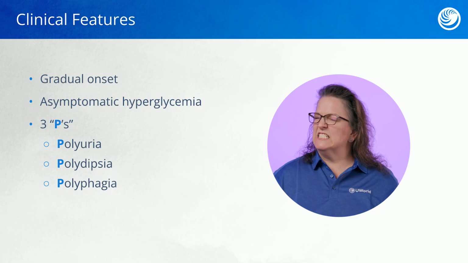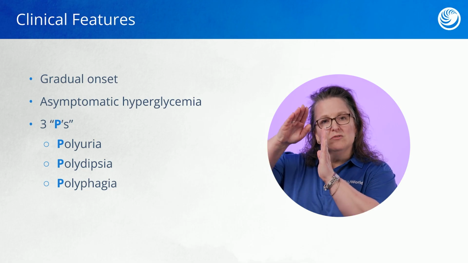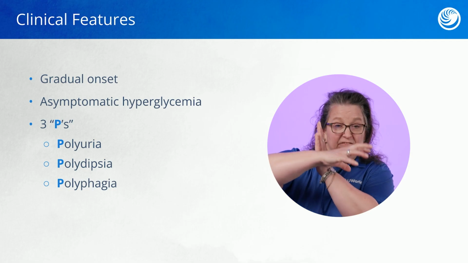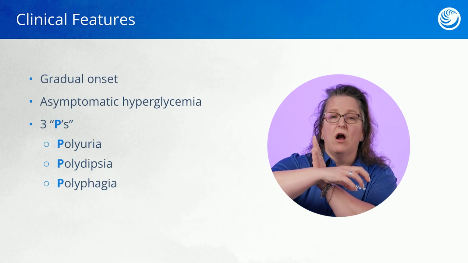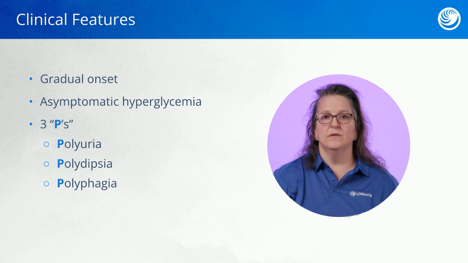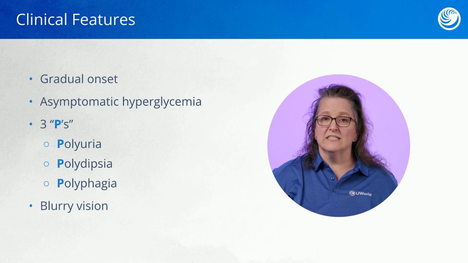Polyphagia is that insatiable hunger. So now that blood is going, that glucose is here, it tries to get across and feed energy to those cells, but it's not able to do that, so those cells are hungry. And blurry vision. Again, this is due to that hyperglycemic state.